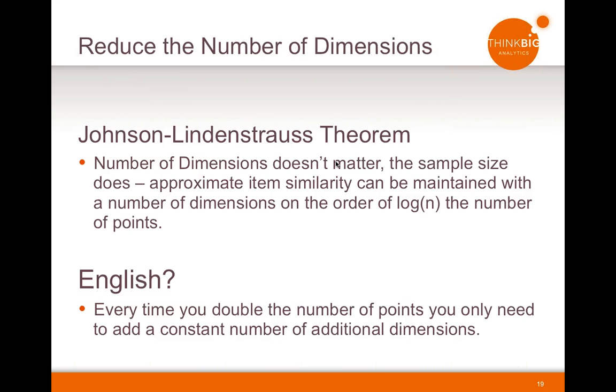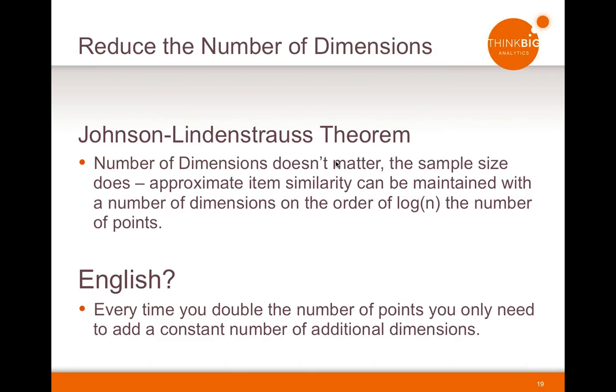And this is made possible largely based on a theorem that Johnson and Lindenstrauss came up with. The idea of the theorem is that the number of dimensions doesn't matter. It's the sample size that matters. If you have millions and millions of dimensions, you can always project those millions of dimensions onto a smaller number of dimensions and maintain the distance between all combinations of 2 points, so that you maintain the structure of your data. And the number of dimensions you need to do that has less to do with the original number of dimensions and more to do with the number of points.